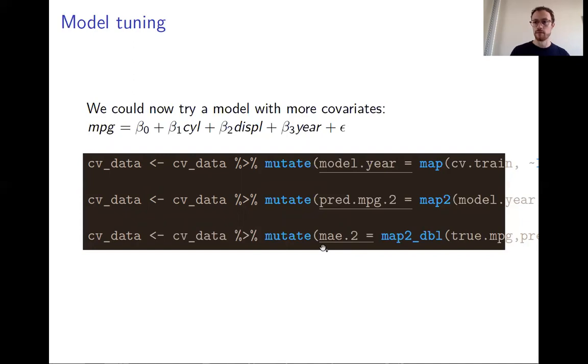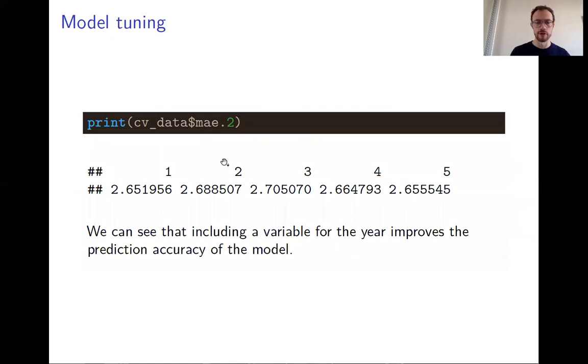And we can then look at the mean absolute error again of this new model. And now we see it's about 2.65 or 2.7. Again, it is very consistent. It doesn't seem to pick up a lot of noise. And we see that adding this additional year covariate has reduced the prediction errors quite a bit. And we're now only off by about 2.7 miles per gallon on average.